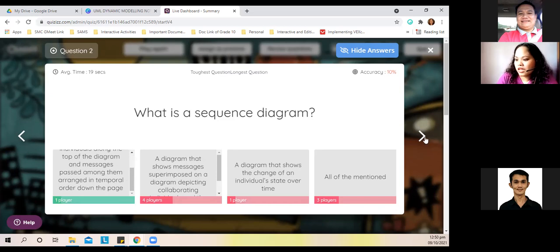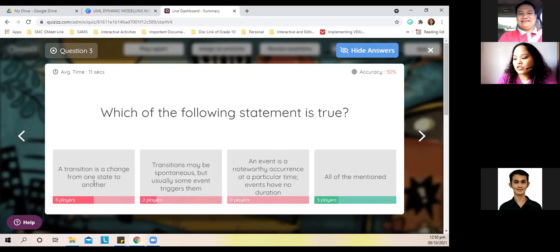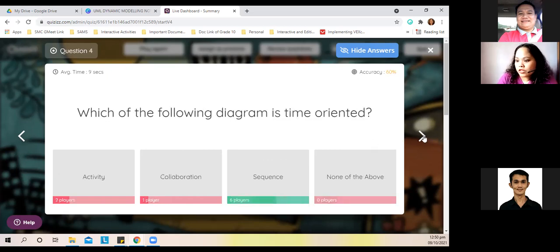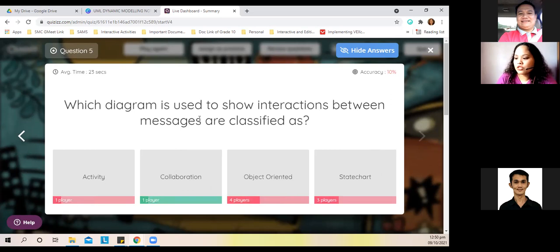Number three: which of the following is true? Actually, everything. All of the mentioned is true. The transition is a change from one state to another. Transitions may be spontaneous, but usually some event triggers them, and an event is a noteworthy occurrence at a particular time. Number four: which of the following diagrams is time oriented? When you say the word time, it's what you call a sequence. And last but not least, which diagram is used to show the interaction between members is classified as collaboration. So there you have it.